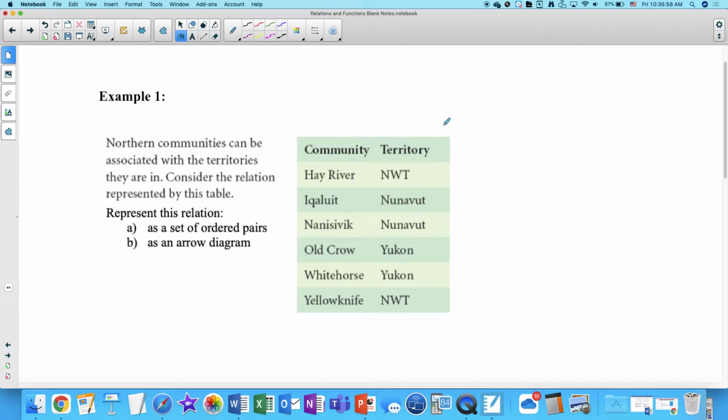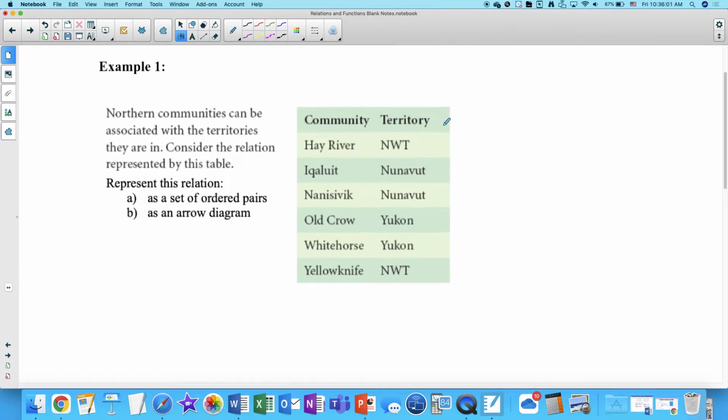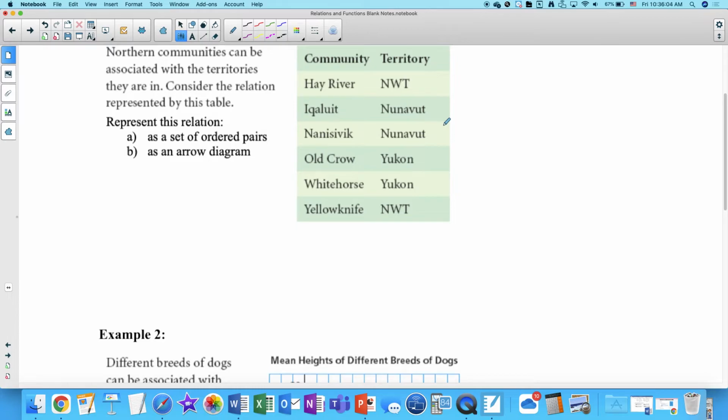Now, how could we represent this as a set of ordered pairs? Well, firstly, this is a set. So I'm going to start by opening up one of those. That tells someone that whatever I'm putting inside there is a set of values that all belong to the same relation. Okay? And I am going to make ordered pairs out of the community and the territory. Which value in the ordered pair should go first? The community or the territory? What do you think? Yeah, community. Yeah, exactly.